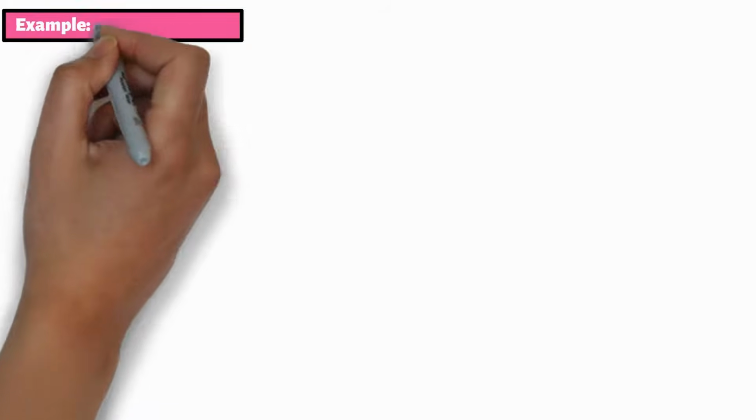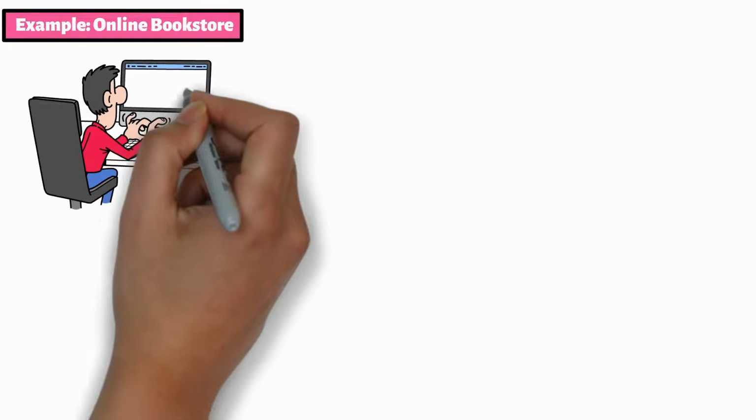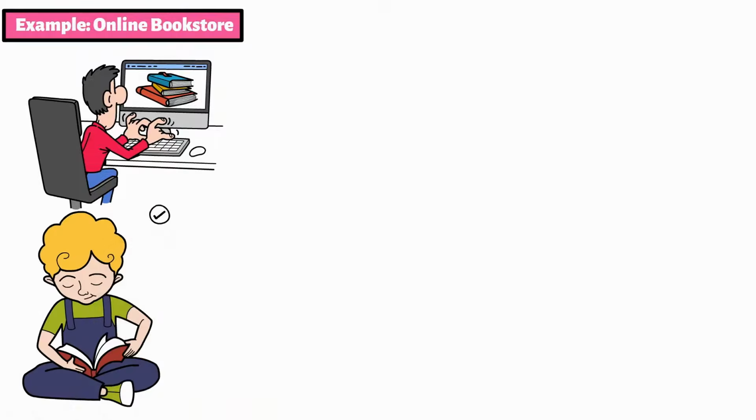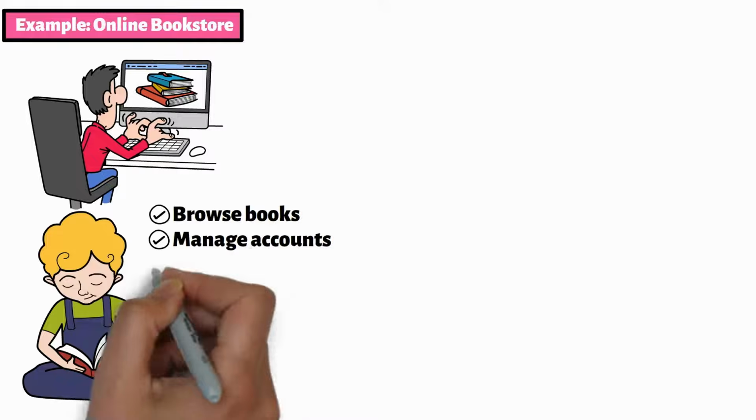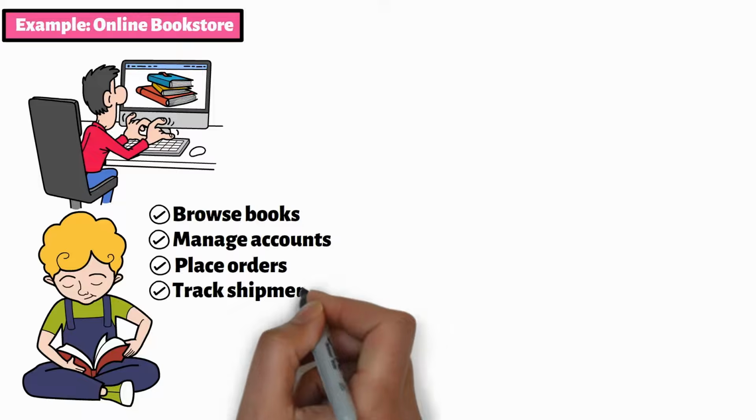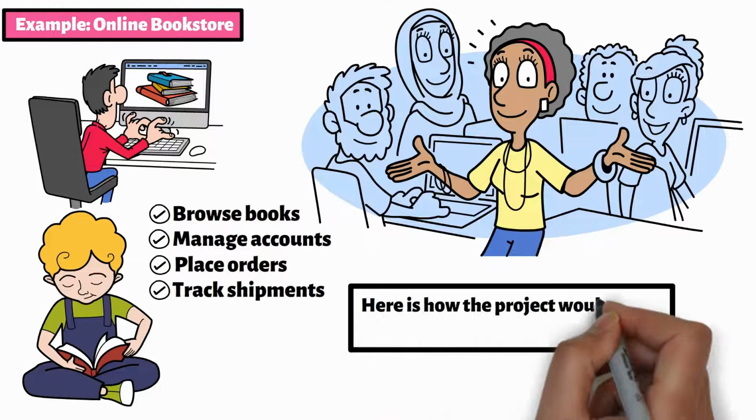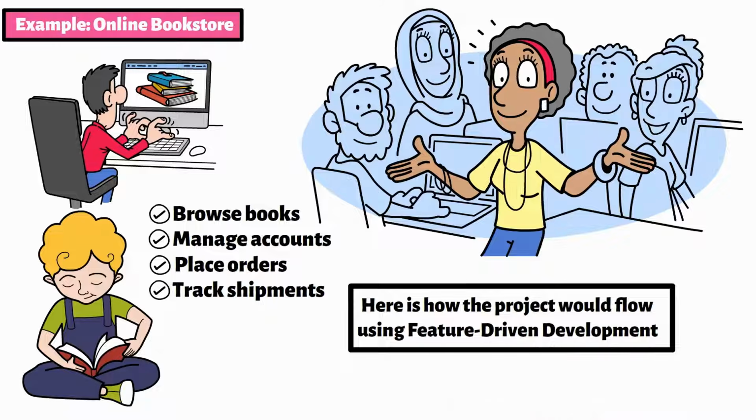Now that we have covered the core activities and the roles, let's walk through a complete example so you can see how everything comes together in a real project. Imagine your organization is building an online bookstore where customers can browse books, manage accounts, place orders, and track shipments. Here is how the project would flow using feature-driven development.